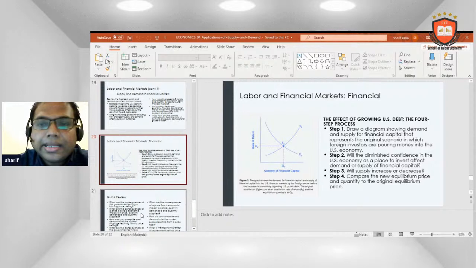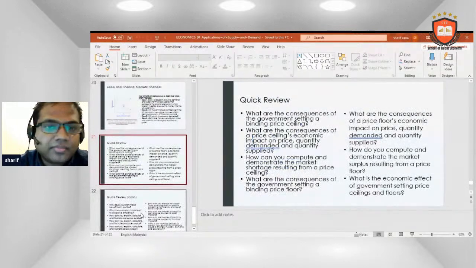Will the diminished confidence in the US economy as a place to invest affect demand or supply of financial capital? Step 3. Will supply increase or decrease? Step 4. Compare the new equilibrium price and quantity to the original equilibrium price.